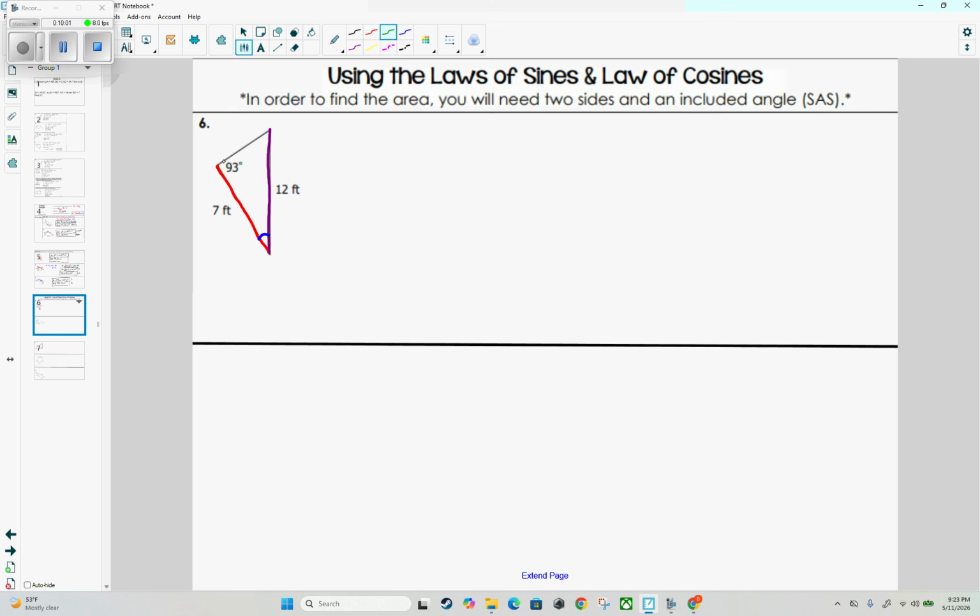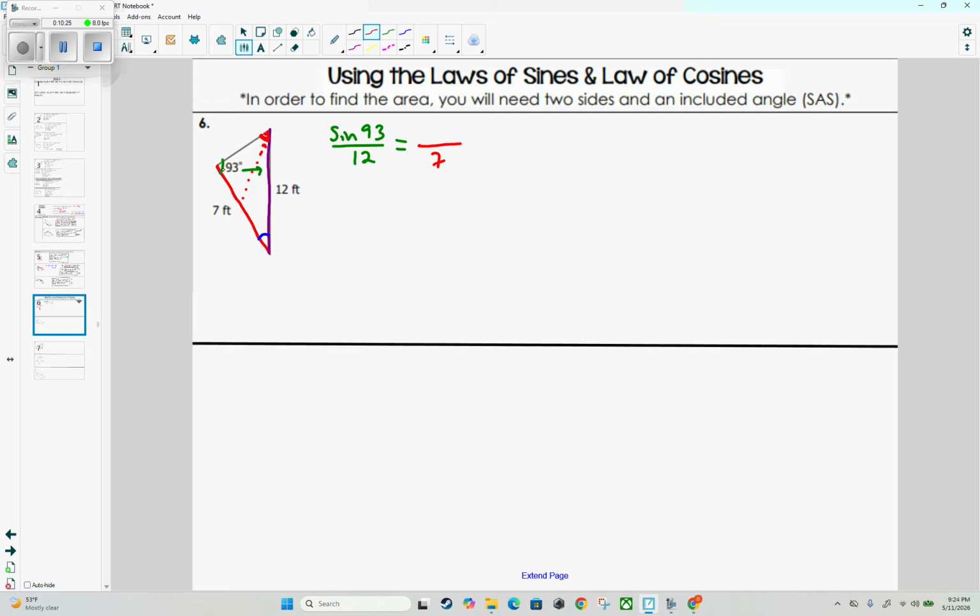I do have this degree. Opposite of it is 12. So I'm going to write my proportions. I'm going to go sine 93 over 12 equals, and then I'm going to look here, and the other side I have is this 7. So I'm going to have to use 7. But the angle opposite of 7, as hard as it might be, is actually this angle up here. So I'm going to end up finding out what this angle is.